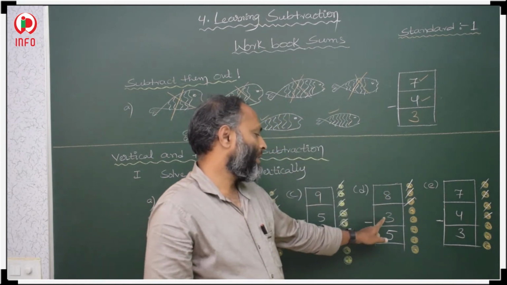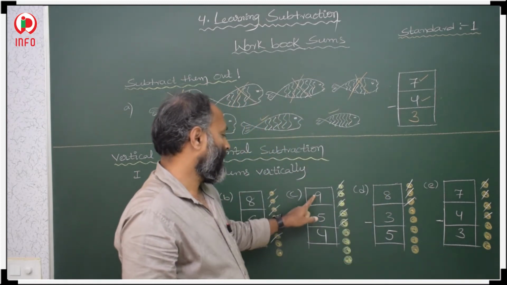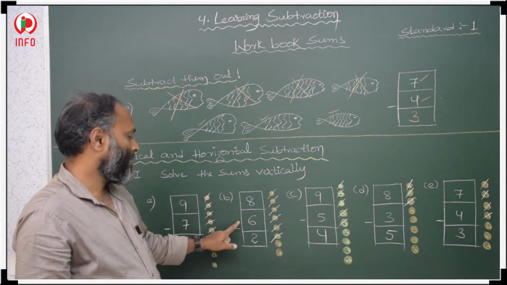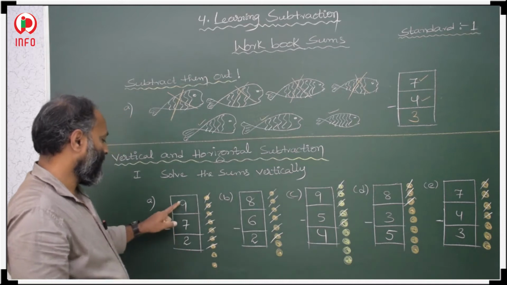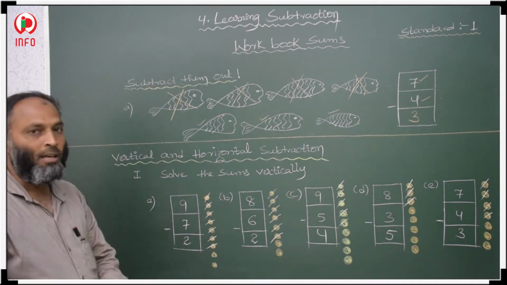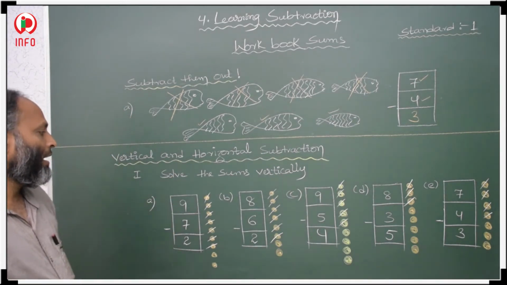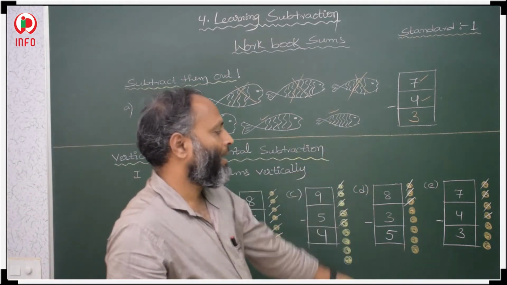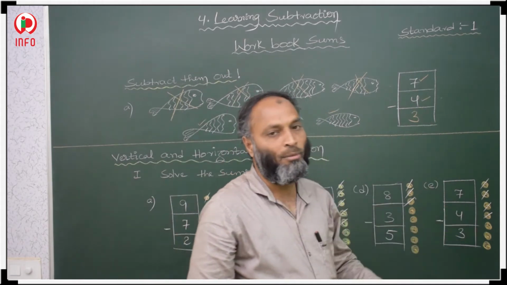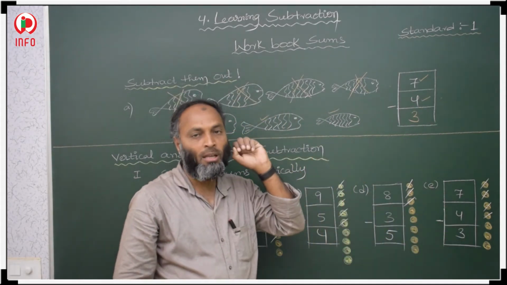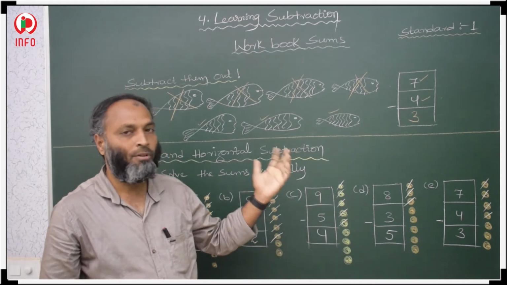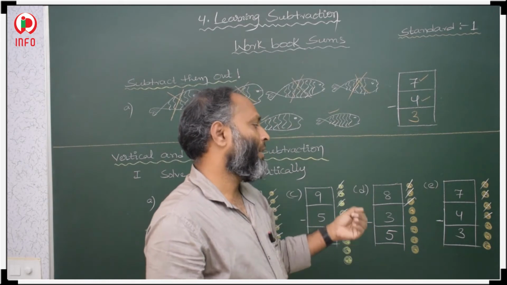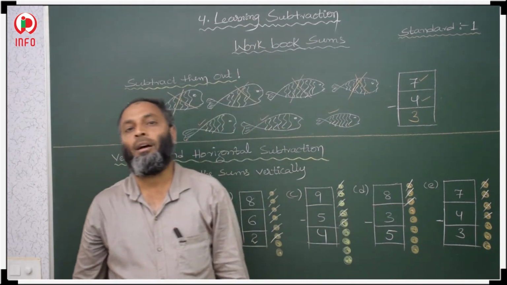8 minus 3 is 5. 9 minus 5 is 4. 8 minus 6 is 2. 9 minus 7 is 2. So this is our vertical method. In vertical, we have to take our dots vertically, and however many dots we have to remove, we have to subtract. That many dots we have to subtract, and after that we count how many dots are left, and we write that in the answer.